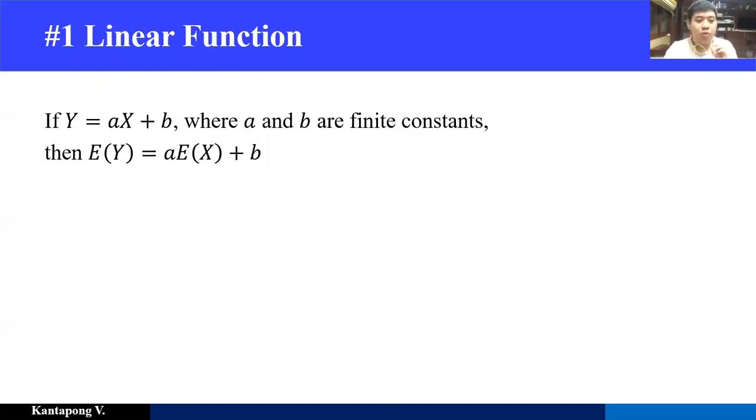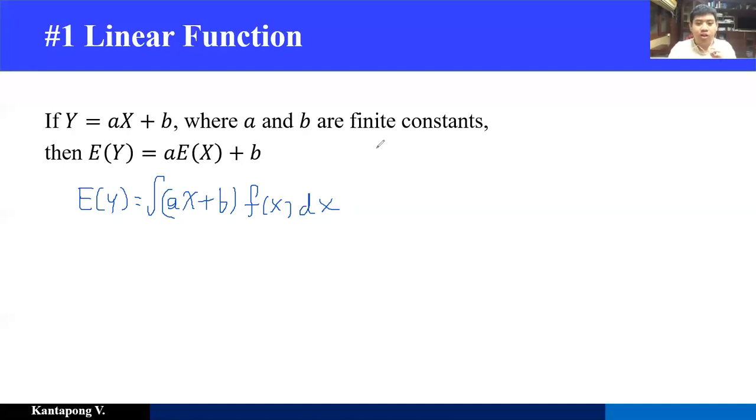So the first one is very easy. If Y is equal to aX plus b, where a and b are finite constants, then E[Y] is this. The intuition is simple, because we know that E[Y] is going to be the integral of (ax plus b) f(x) dx.